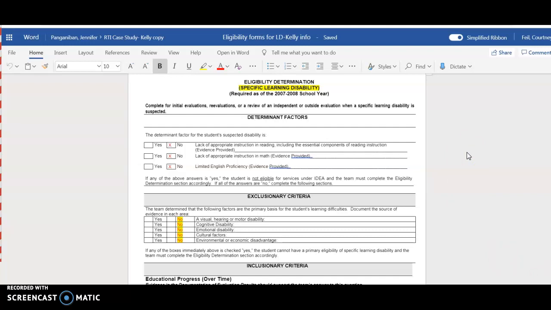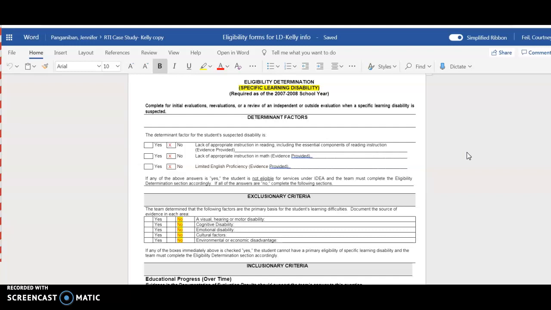The first section is the determinant factors. So these are things that are looked for throughout the evaluation process for making a student eligible for a specific learning disability. If any one of these 3 boxes is checked yes, then the student is not eligible for services under IDEA under specific learning disability, and the team must complete the eligibility determination section accordingly, meaning that they will check that the student is not eligible. If all the answers are no, then you're going to complete the following sections below.